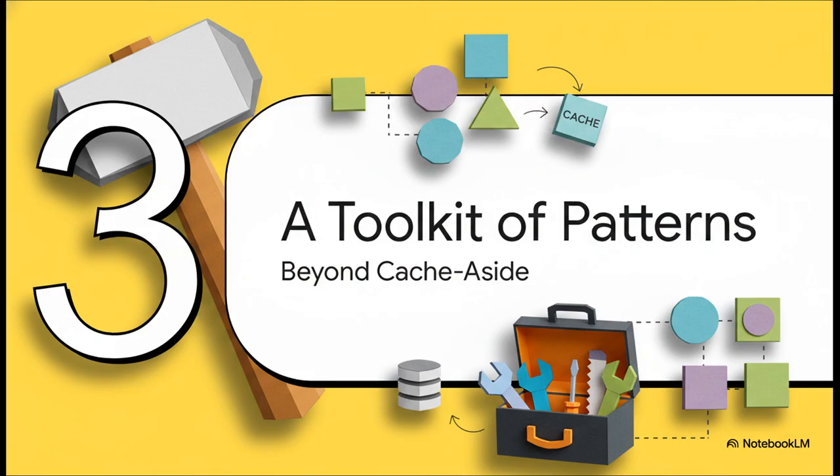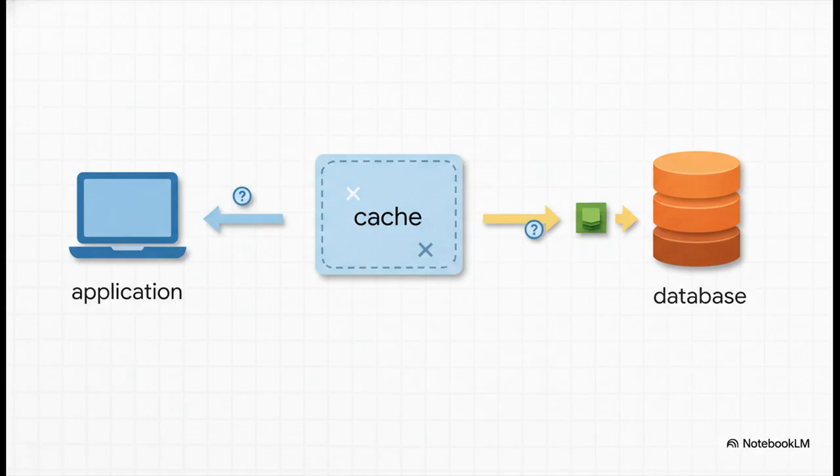Let's open up the rest of our toolkit and look at some other patterns that you can use for different kinds of jobs. So, first up in the toolkit is the read-through cache. With this pattern, your application logic gets a whole lot simpler. It just asks the cache for a piece of data. If the data isn't there, a cache miss, the cache itself is now responsible for going to the database, loading the data, storing a copy, and then finally returning it to your app.